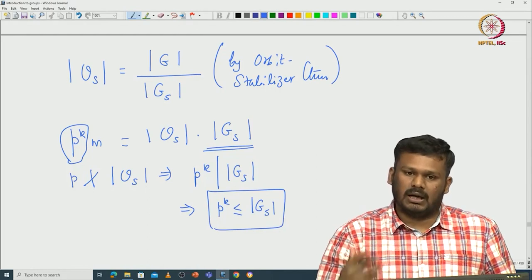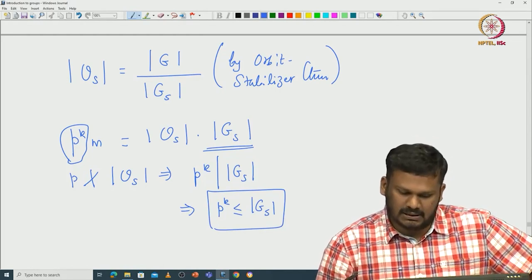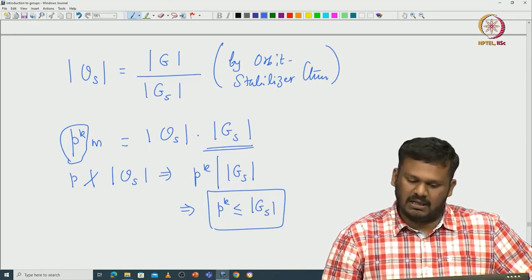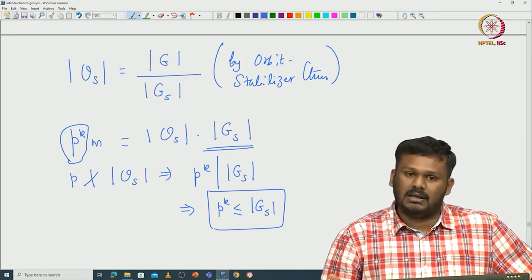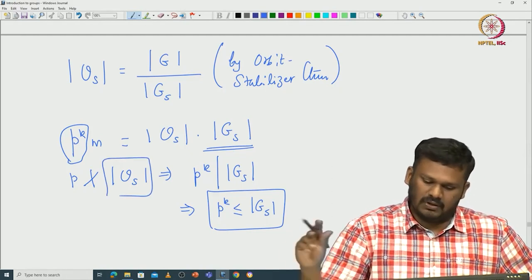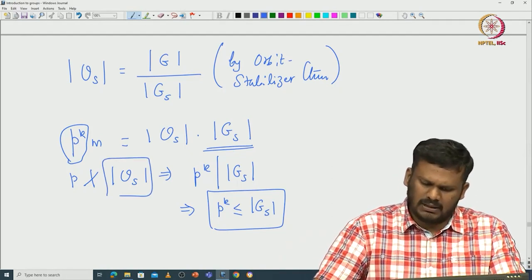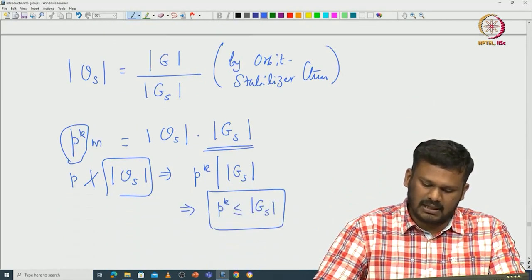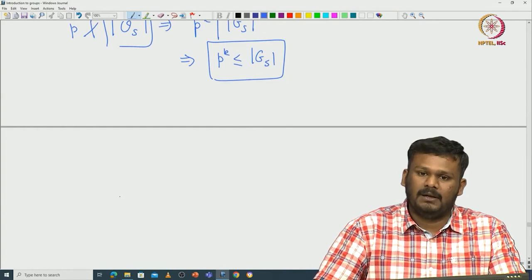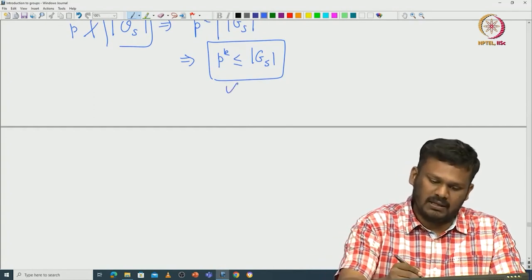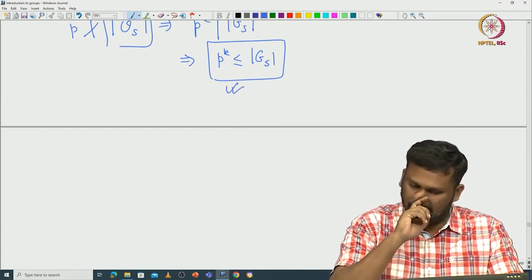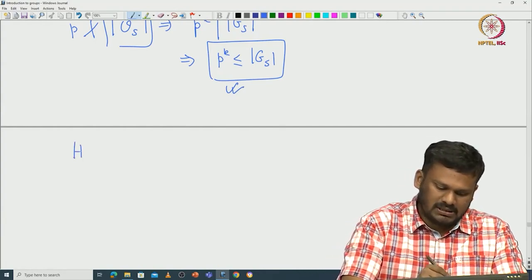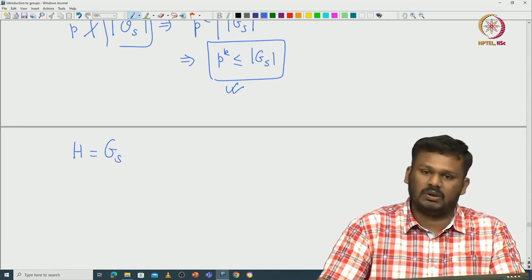Okay. So the stabilizer indeed has at least p^k elements, because p doesn't divide the cardinality of the orbit. So we wanted to prove that the stabilizer has exactly p^k elements. We proved one direction, and now we want to really compute what happens to the stabilizer. Let's call this H, just to simplify the notation.